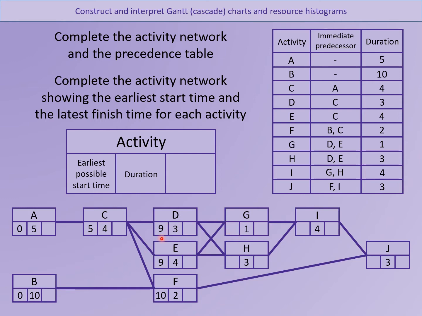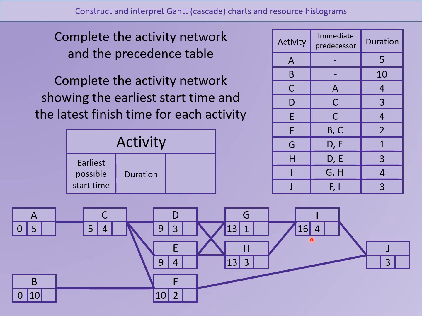So G, 9 and 3 is going to be 12, 9 and 4 is going to be 13, we pick the 13, same with H. For I, 13 and 1, 14 hours to finish G, 13 and 3, 16 hours to finish H. You can't start I until the 16 hours it took to finish H.